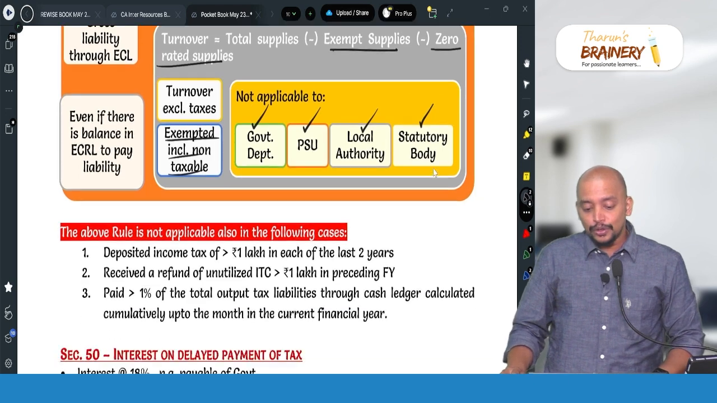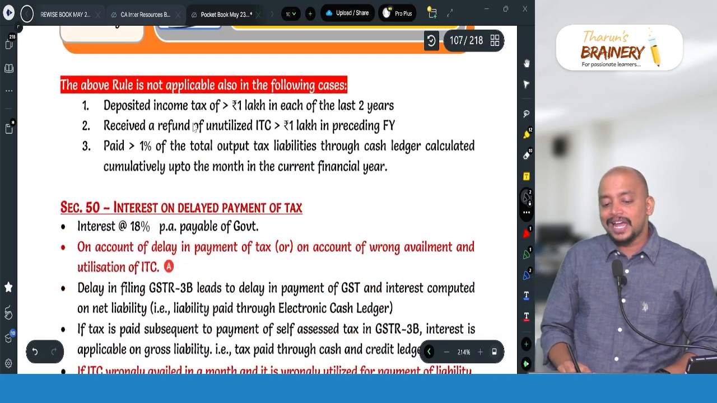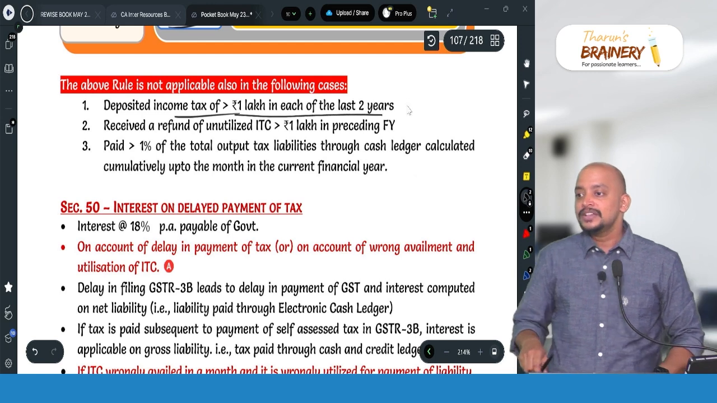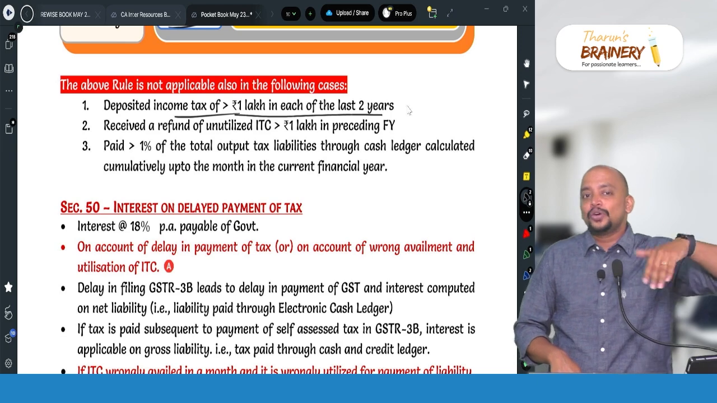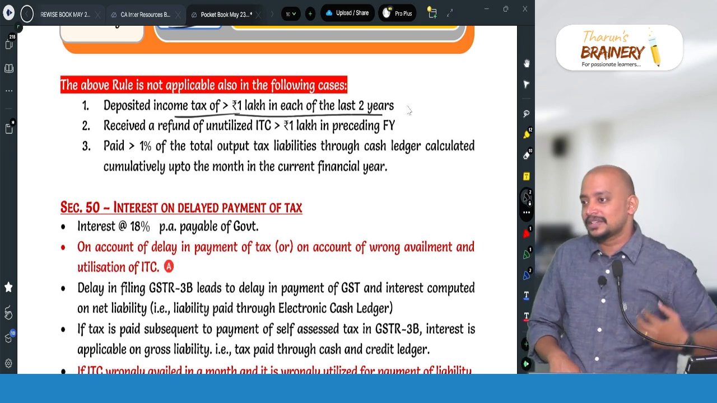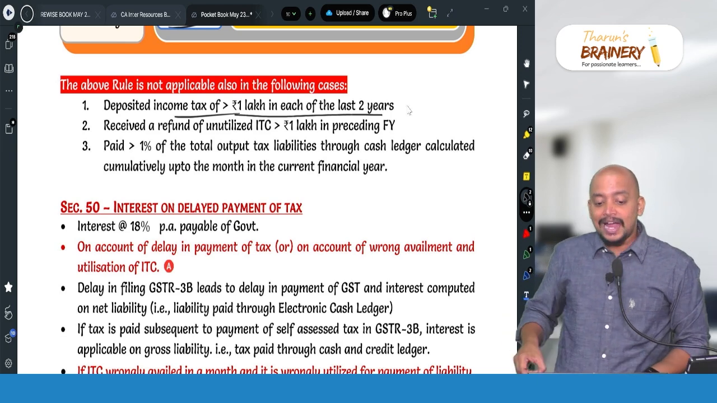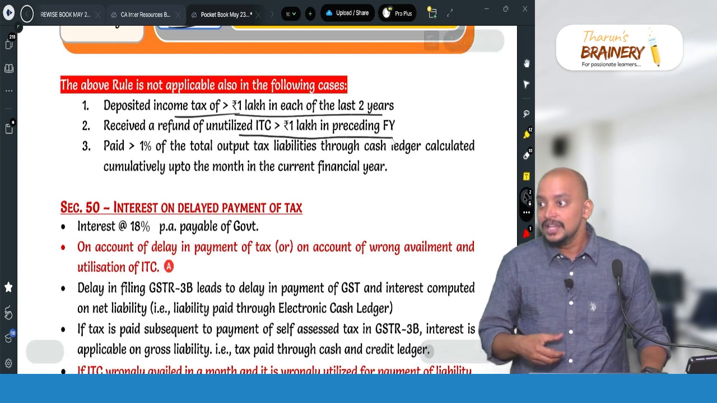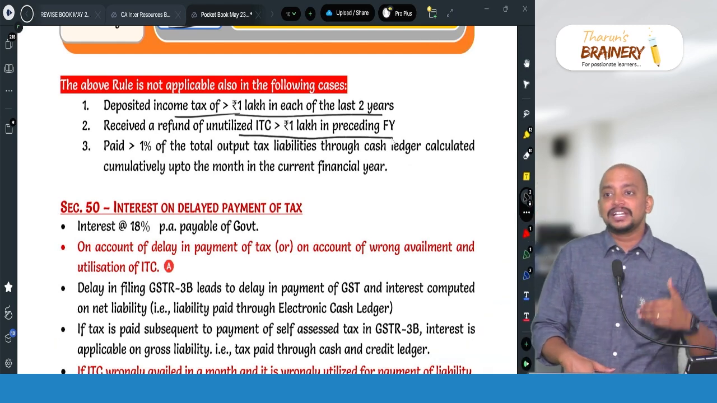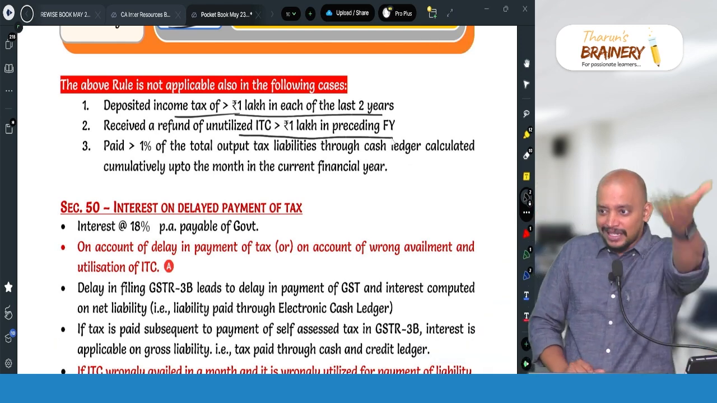And also, if they have deposited more than 1 lakh of income tax in each of the last 2 years. So why? Because already they paid income tax more than 1 lakh. Again, no need to ask them to pay 1% through the cash ledger. That's why. And received a refund of unutilized ITC greater than 1 lakh in the preceding financial year. So therefore, whatever refund is eligible to be given to them.